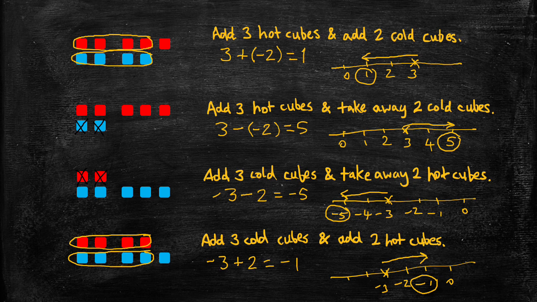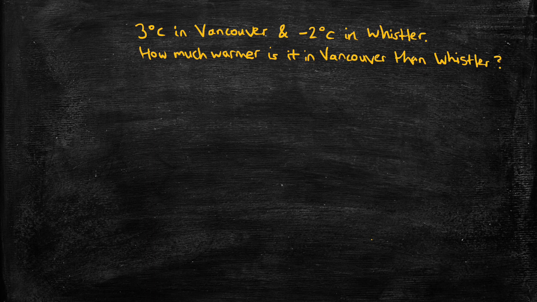There's another way of thinking about subtracting negative integers, and for that we're going to use a temperature example. So let's suppose it's 3 degrees Celsius in Vancouver and it's minus 2 degrees Celsius in Whistler. How much warmer is it in Vancouver than it is in Whistler? So I've got my thermometer here, and let's mark off the temperature in Vancouver. It's at +3 up here on the thermometer, and Whistler is at -2.